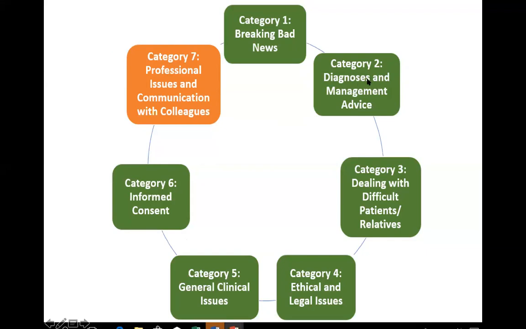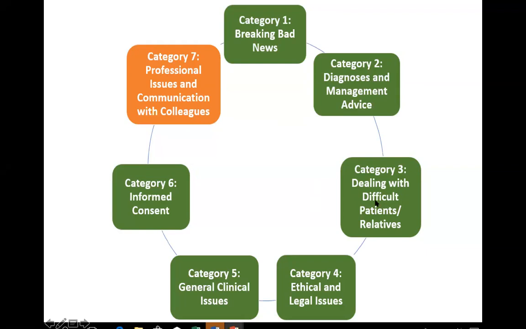The second category is to explain the diagnosis of a given disease, or to explain a management plan, or to give the patient advice according to that. I'll teach you how to do that. Whatever the diagnosis was, there is a common backbone for how to explain a diagnosis in the exam. Whether it was a common disease or a very rare disease, just follow these steps and you'll be safe.